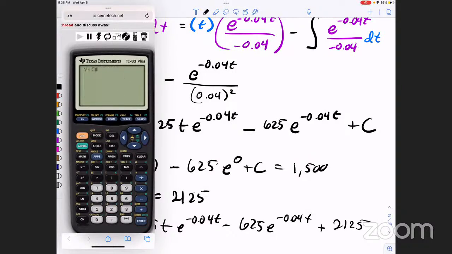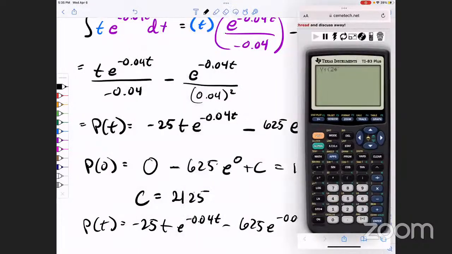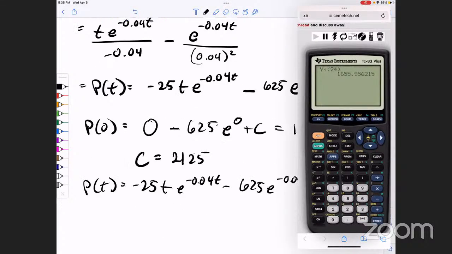when t is what, 24, right? So that way, okay. So the bacteria population is growing. I hope this makes sense. Let's see. 655, 956, 215. Okay.